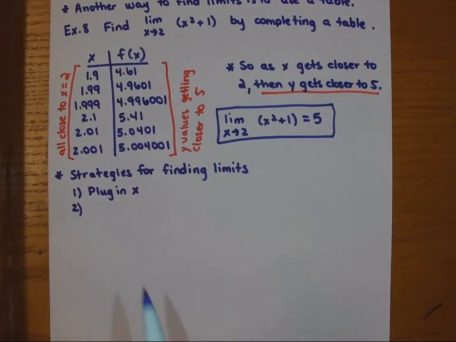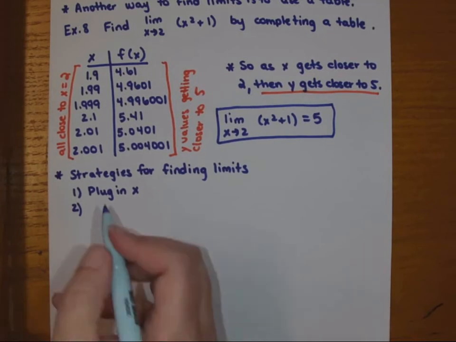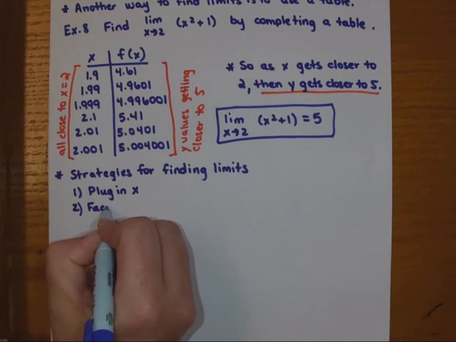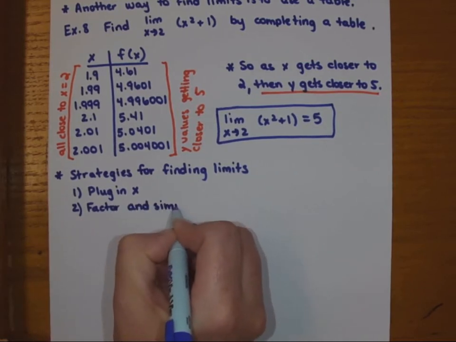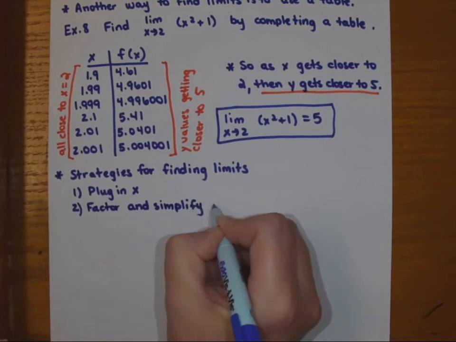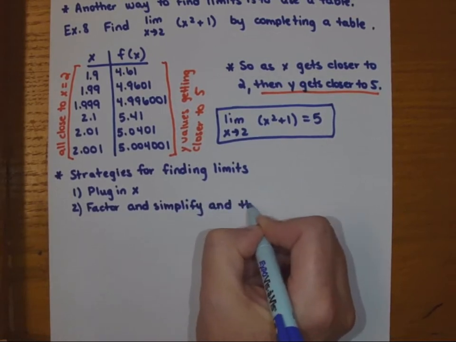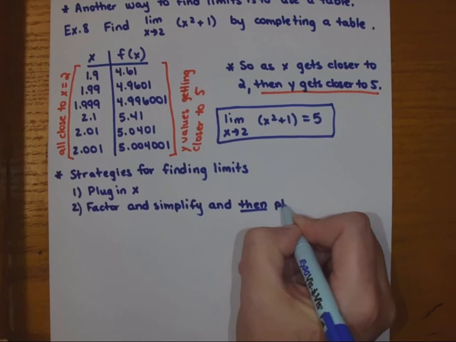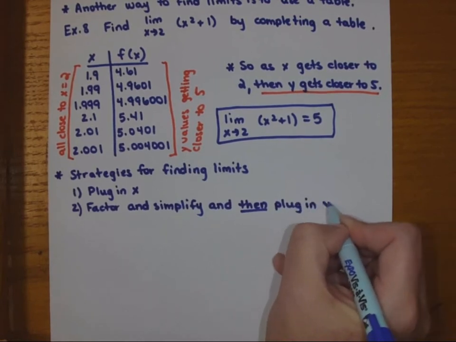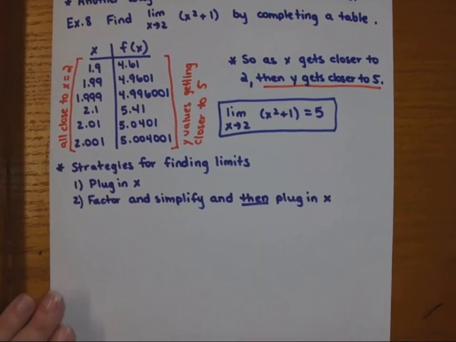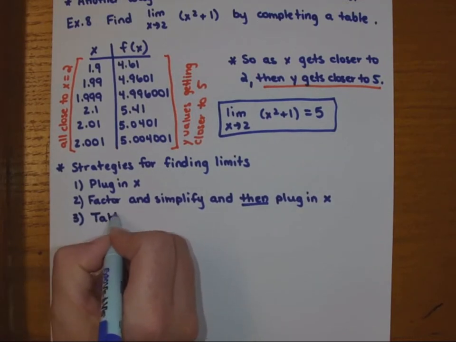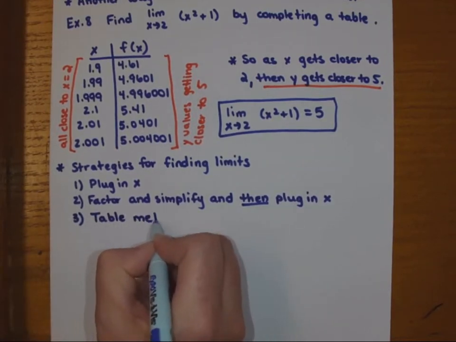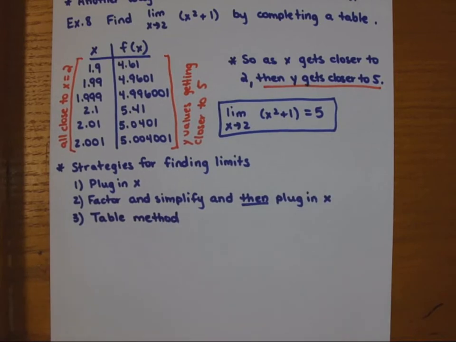If that fails, remember what I mean by fail, that would mean you got 0 in the denominator. Try to factor and simplify, like we did in some of the previous examples. And then once you've simplified, see if that helps. Then plug in x. And then last but not least, if both of those things fail and you're still getting 0 in the denominator and you're just not clear what to do, then you can try the table method.